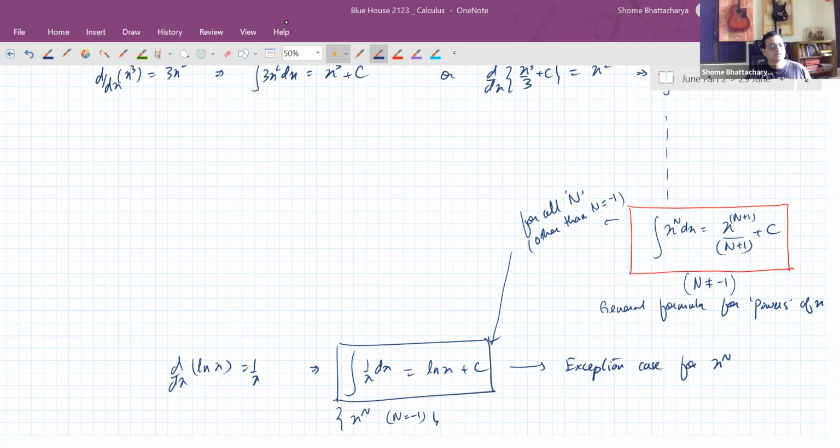See, the thing is, I mean, it becomes this way actually. It's not exactly ln of mod x. I'll explain. Just a moment. File has crashed.